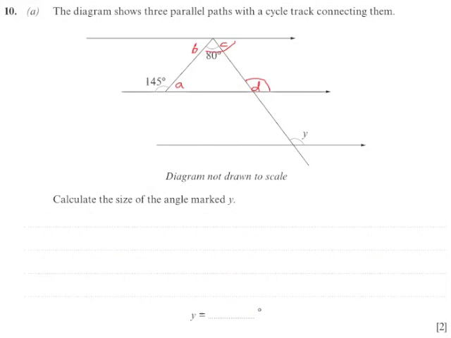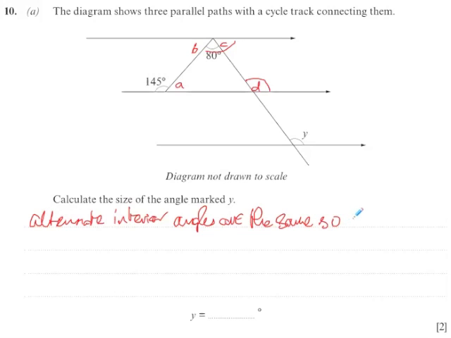So here's the second method. There are actually several ways of doing this, but here's another way. So what we're going to say now is that alternate interior angles are the same. So C equals 145 degrees. So those are alternate interior angles. Okay, so they're going to be the same.